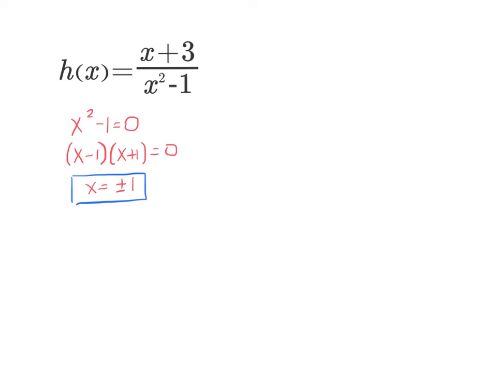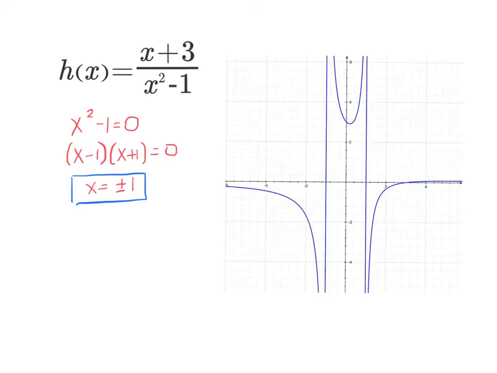So let's see what this graph looks like. And here's our graph, and notice that at x equals 1 and at x equals negative 1, we have vertical asymptotes. As x approaches negative 1 from one side, our function approaches negative infinity. From the other side, our function approaches positive infinity. As x approaches 1, h of x also approaches positive infinity, and from the other direction, our function approaches negative infinity. So we can have multiple vertical asymptotes.